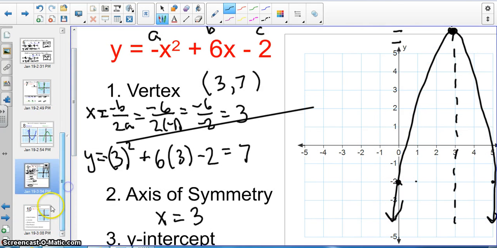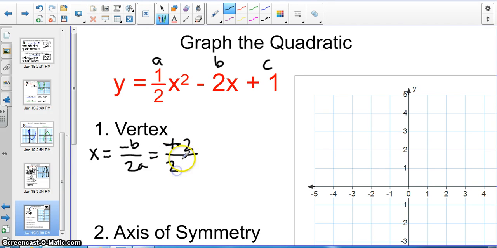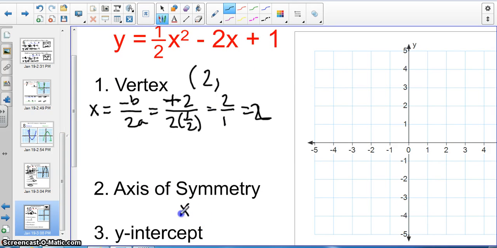So now let's try that last one. First thing, label A, B, and C. For the vertex, to find my x, I use negative b over 2a. So negative b is negative 2. So 2 negatives here make a positive, all over 2 times a, which is 1/2. So half of 2 is 1, so my x is 2. So for my vertex I have 2, and that is also my axis of symmetry.